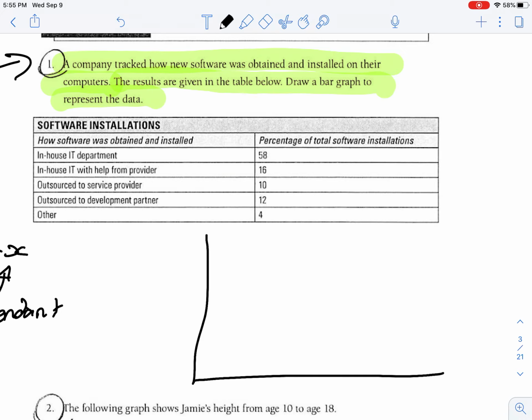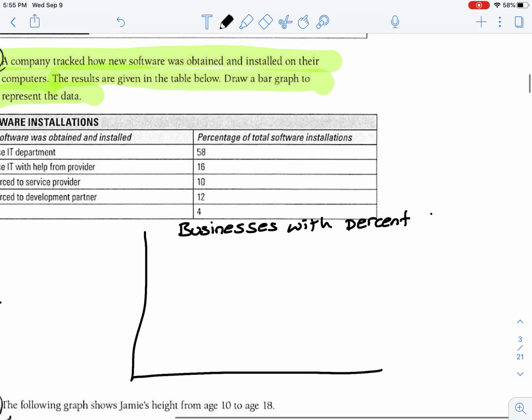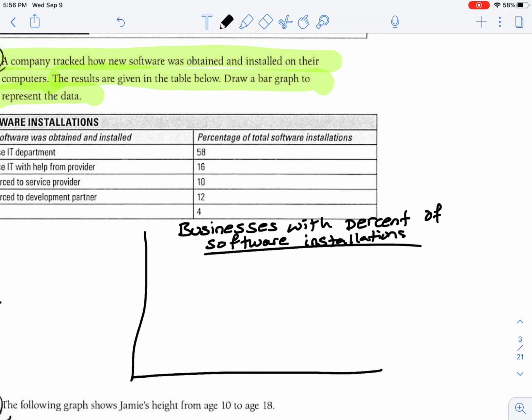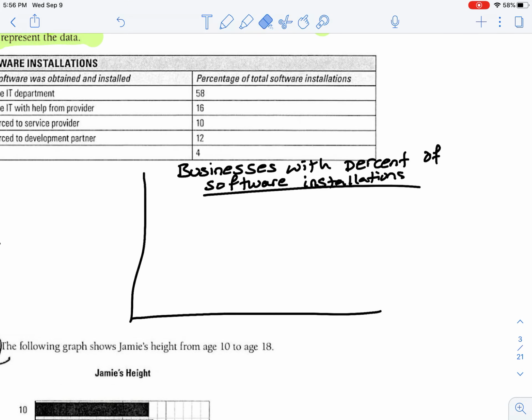So this is percentage of total software installations. So businesses with percent of software installations. I just spelled software way wrong. Wow, that was bad. Okay, so there's a title. Sometimes the titles are a little hard to come up with, but don't overthink it.